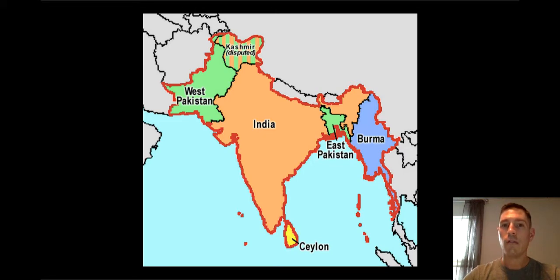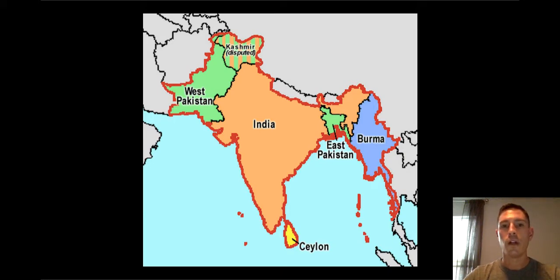It was this way for a couple of decades until eventually in 1971, East Pakistan got its independence from Pakistan and became the independent country of Bangladesh. So that's why today Pakistan and Bangladesh both have Muslim majorities, while India still has a Hindu majority.